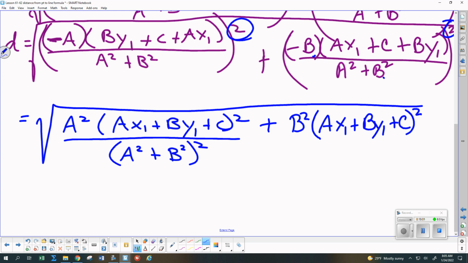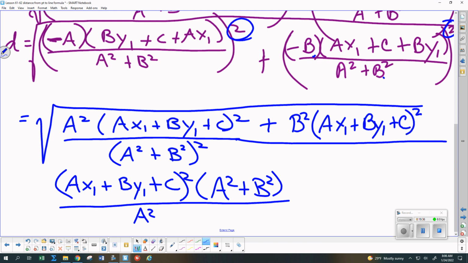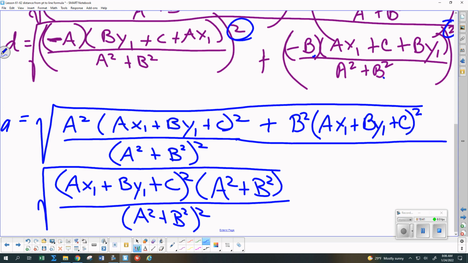Oh, my denominator is going to be the same. It's going to be a squared plus b squared, squared. So I'm going to go ahead and write that with a common denominator. Save us a little writing. Anybody notice that the long parentheses in the numerator is the same? So is it okay if I factor that out? So that I have ax1 plus by1 plus c, squared, times a squared on the left plus b squared on the right. And that's over a squared plus b squared, all squared. And we're taking the square root of that.